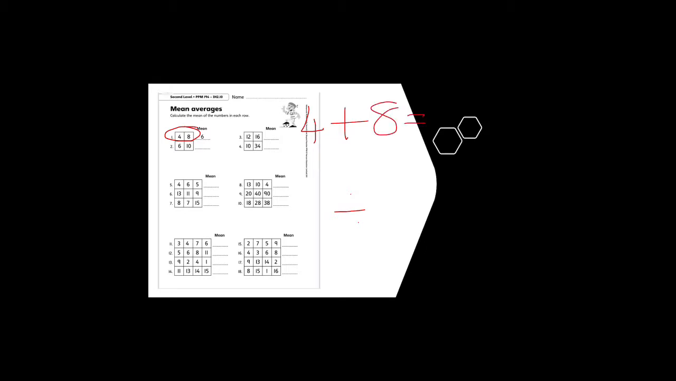What is 4 add 8, boys and girls? And hopefully you said 12. How many numbers were in our set then, boys and girls? In this particular set, there were 2 numbers. So we then have to divide our answer by 2. What is 12 divided by 2? And the answer comes to 6. And there it's written there for you, 6.